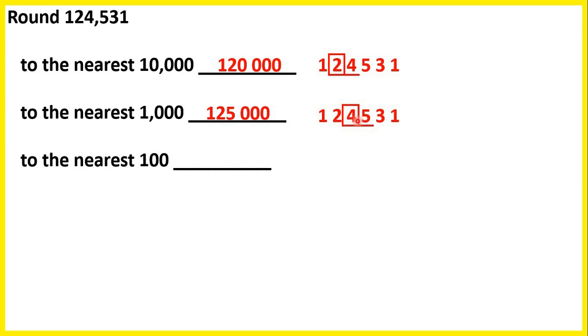This number is closer to 125,000 than it is to 124,000. And finally, to the nearest 100, we find our hundreds digit, and we have a 3 in our tens, so we're rounding down. That means what we've circled stays the same, digits to the left stay the same, and if we're rounding to the nearest 100, our tens and ones digits will turn into zeros. So that's 124,500.